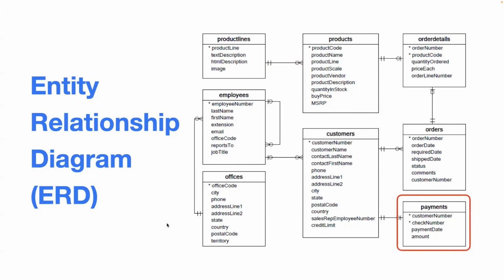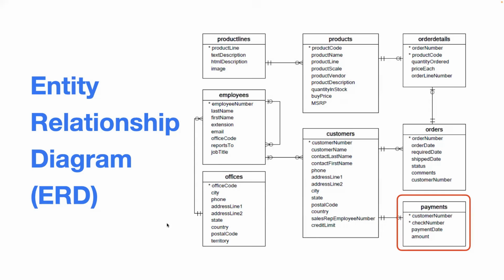Finally, we have the payments table. Customers have a certain credit limit, which is tracked in the customer table. And when they're about to reach that credit limit, or when they've exceeded that credit limit, they can make a payment using a check. And payments are tracked using the customer number and check number. And each payment has a payment date and a payment amount.